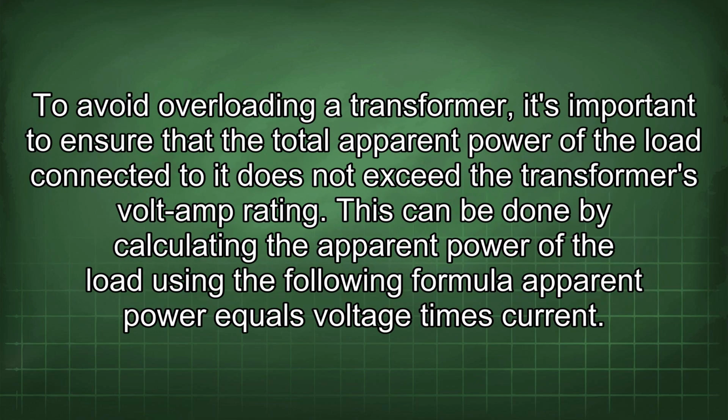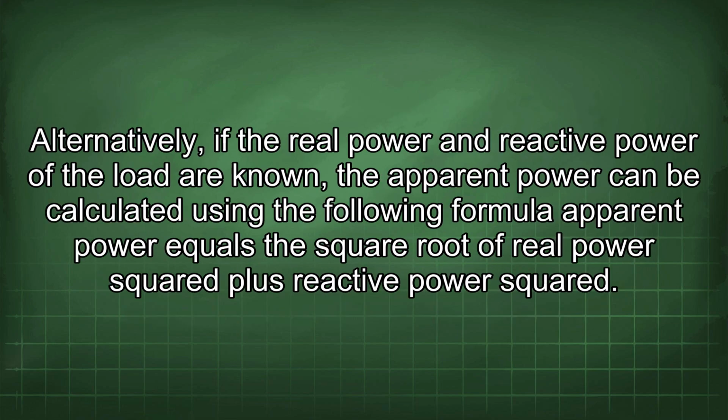To avoid overloading a transformer, it's important to ensure that the total apparent power of the load connected to it does not exceed the transformer's volt-amp rating. This can be done by calculating the apparent power of the load using the following formula: apparent power equals voltage times current. Alternatively, if the real power and reactive power of the load are known, the apparent power can be calculated using the following formula: apparent power equals the square root of real power squared plus reactive power squared.